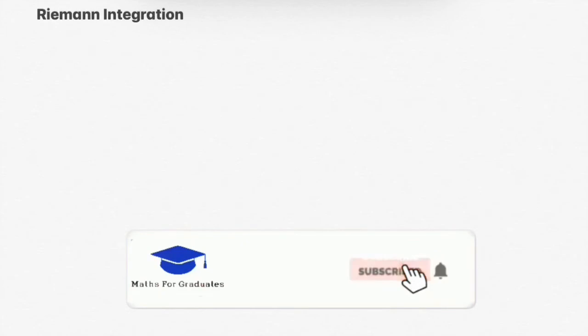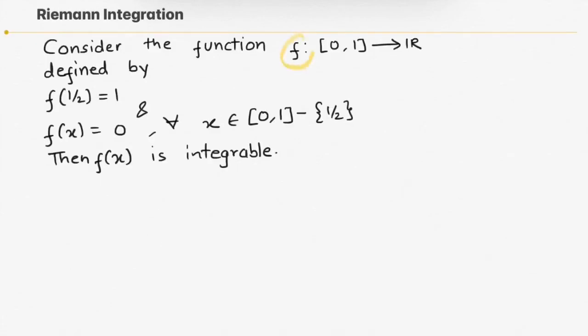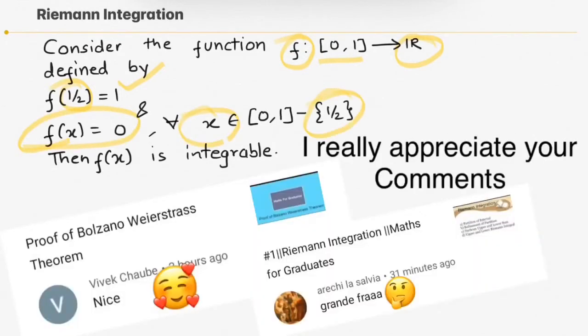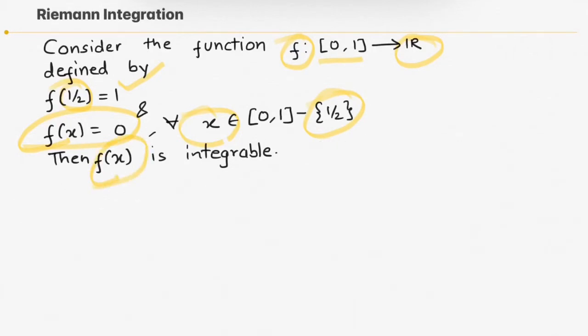Today we will discuss a problem which will make our concept more clear. So let's start. In this question, we have a function f from the interval [0, 1] to the set of real numbers, defined by the functional value at x equal to 1/2 being 1, and other than that the function value is 0 for all x, except 1/2. Then we have to check whether this function f(x) is integrable or not.